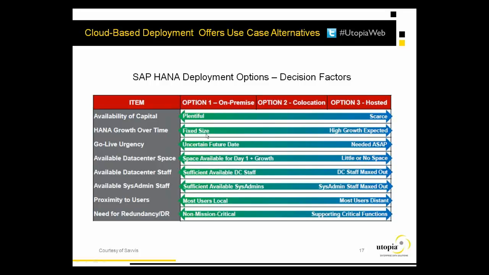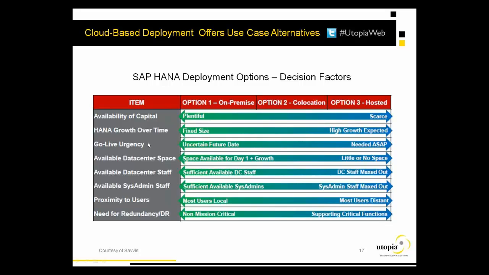And you can see the grid, the scale goes from left to right. On the left, those are the factors that support or lean towards an on-premise deployment, whereas the right, the blue shade, leans towards a more hosted solution. And so each of these rows, like availability of capital, HANA growth over time in terms of data set size, what's your go-live urgency, your proximity to users.